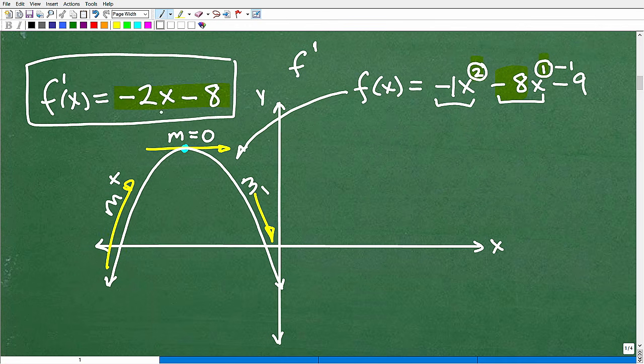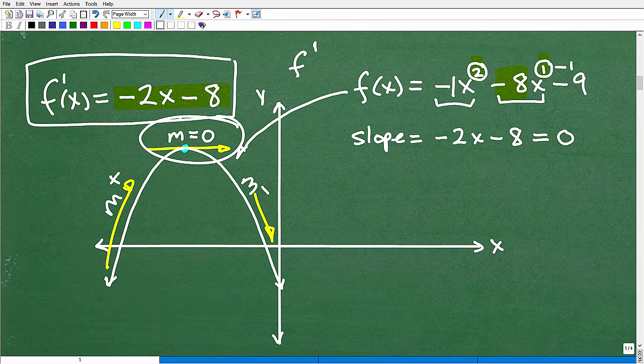Okay, so here is my formula for my slope. I know my slope along this function, along this parabola, is equal to negative 2x minus 8. So I want to say to myself, okay, Mr. Slope, where are you equal to 0? Because that's where I'm interested in knowing where the slope is equal to 0. So I'm going to set the equation for the slope equal to 0, and I'm going to solve that equation.